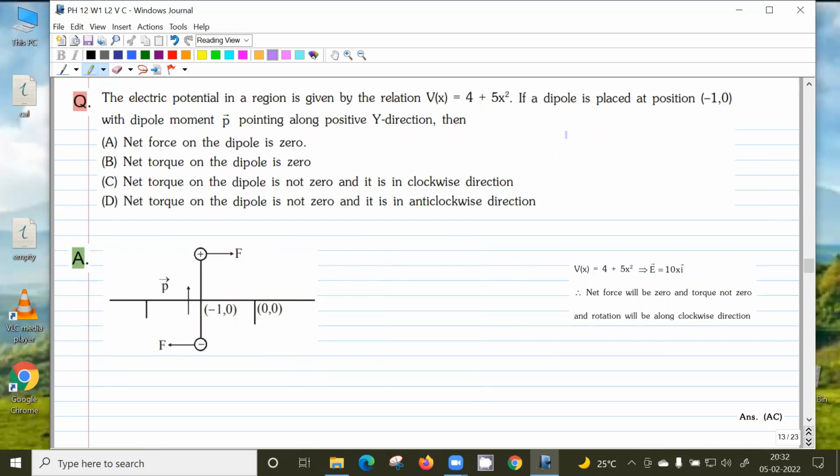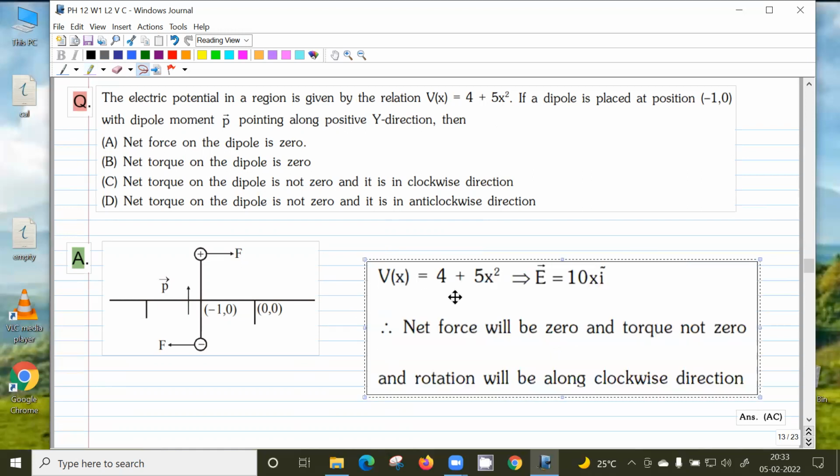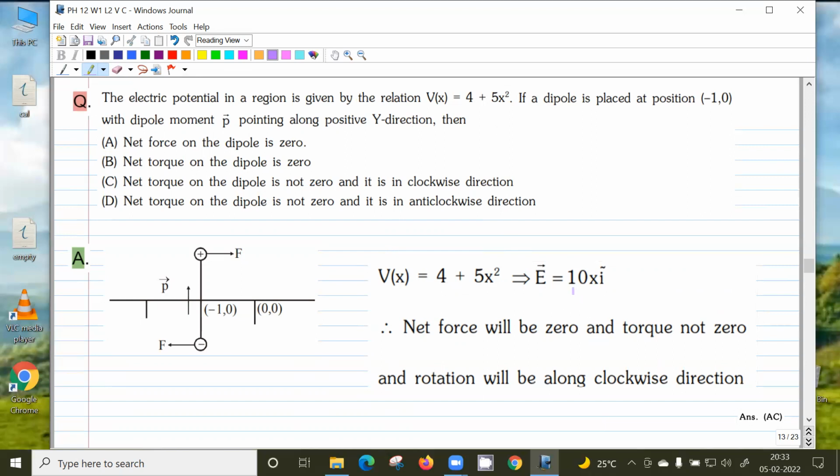So, is the electric field uniform? No, sir. Why is it not uniform? The variable x is present if we partially differentiate. So the electric field will be a function of x, right? Yes, sir. So this is the electric field. So net force will not be 0.